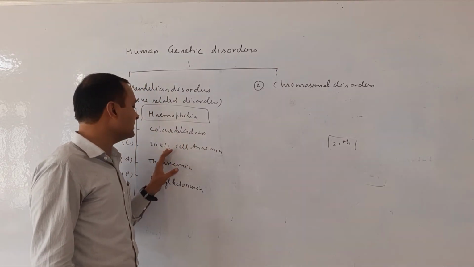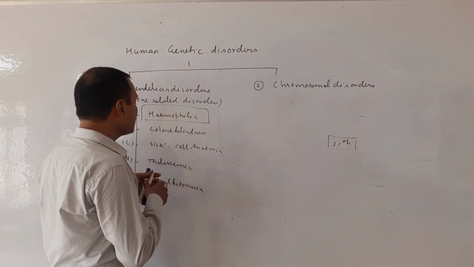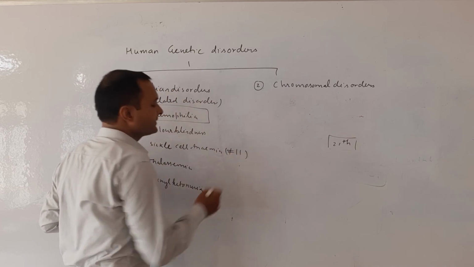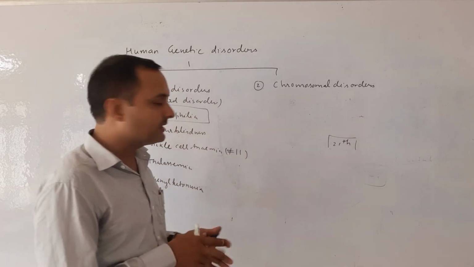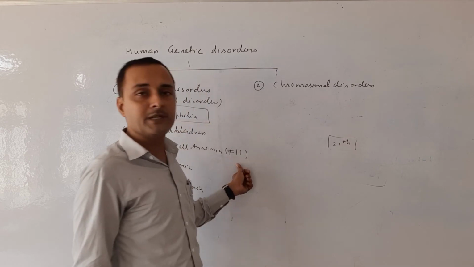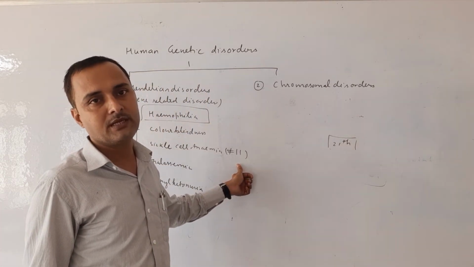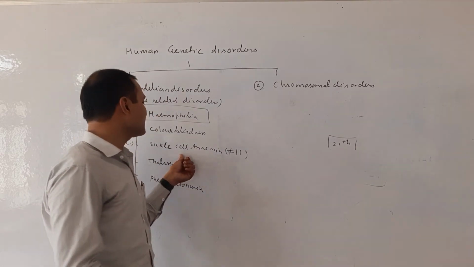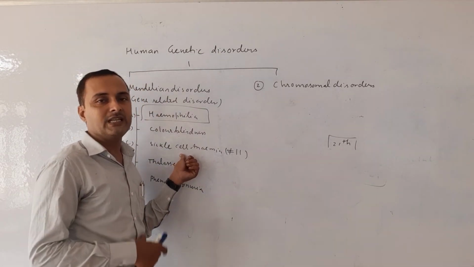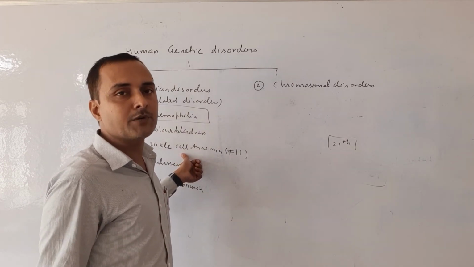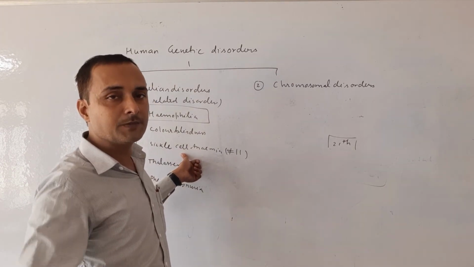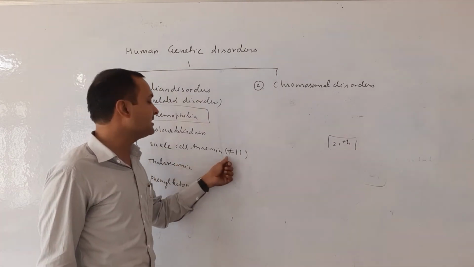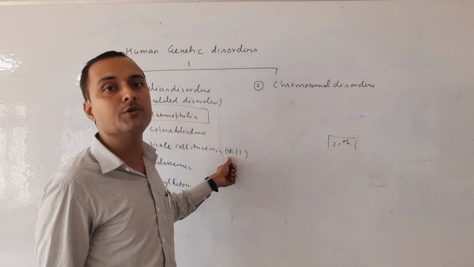Let us see the next one, sickle cell anemia. In this type of disorder, the gene is present on chromosome number 11, and due to mutation of this gene, the normal RBC, which is spherical in shape, becomes sickle shaped, and the person suffers from a respiratory disorder. Why is the name sickle cell anemia? Because the shape of the RBC changes from spherical to sickle shaped.